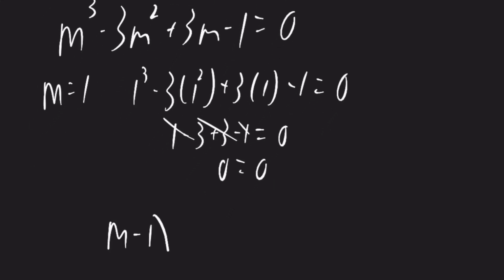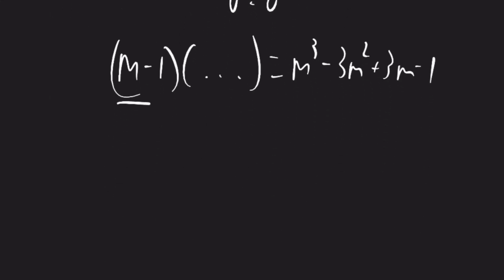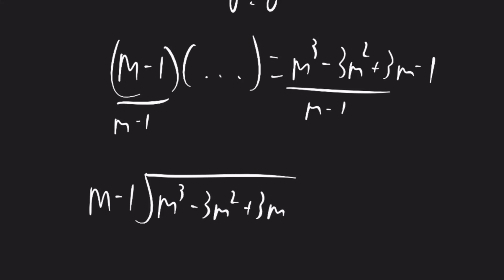So it'll be m minus 1 times some unknown will be equal to m cubed minus 3 times m squared plus 3 times m minus 1. To find this unknown, all we have to do is divide both sides by m minus 1. So to find the unknown, all we have to do is use long division. We'll divide m cubed minus 3m squared plus 3m minus 1 by m minus 1.